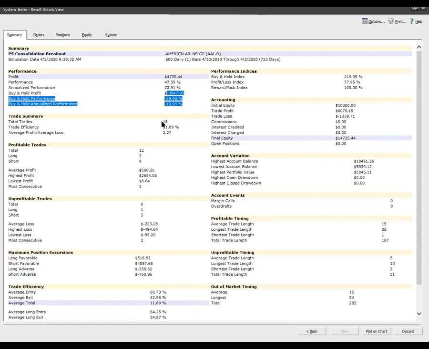Okay, in total, you would have made 18 trades. Out of those 18 trades, 12 of them were profitable. 3 of them were betting that American Airlines would go up when it did, and 9 of those were going short, and it went down.